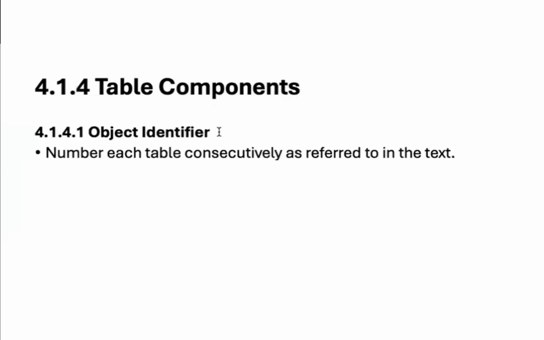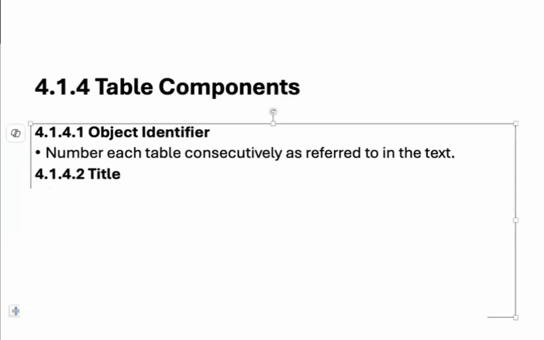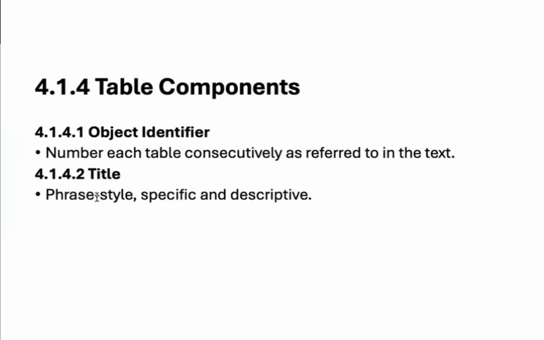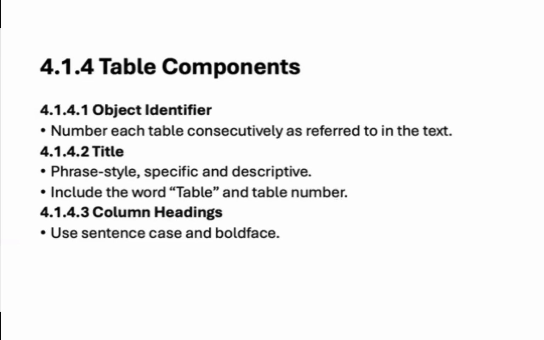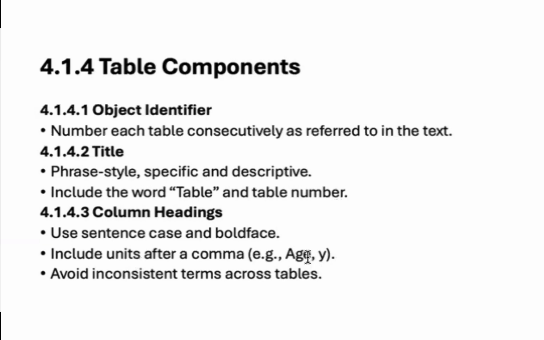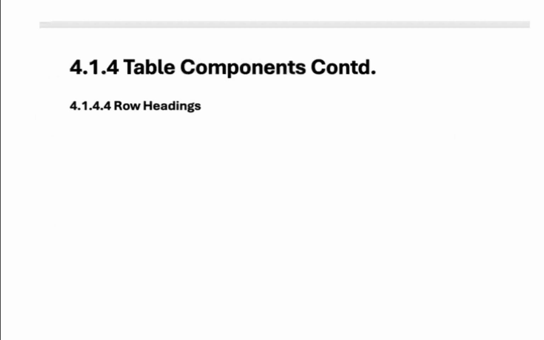4.1.4, table components. You want to have an object identifier such as Table 1, numbered consecutively as referred to in the text. You want to have a title. These should be in a phrase style and specific and descriptive, and then include the word table and table number. For column headings, use sentence case and boldface, and include units after a comma, such as age, comma, year. Then avoid inconsistent terms across tables.